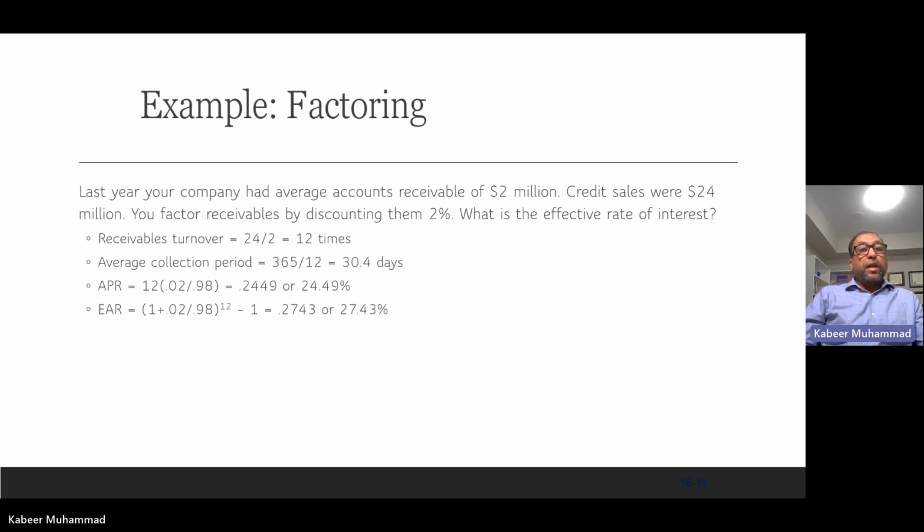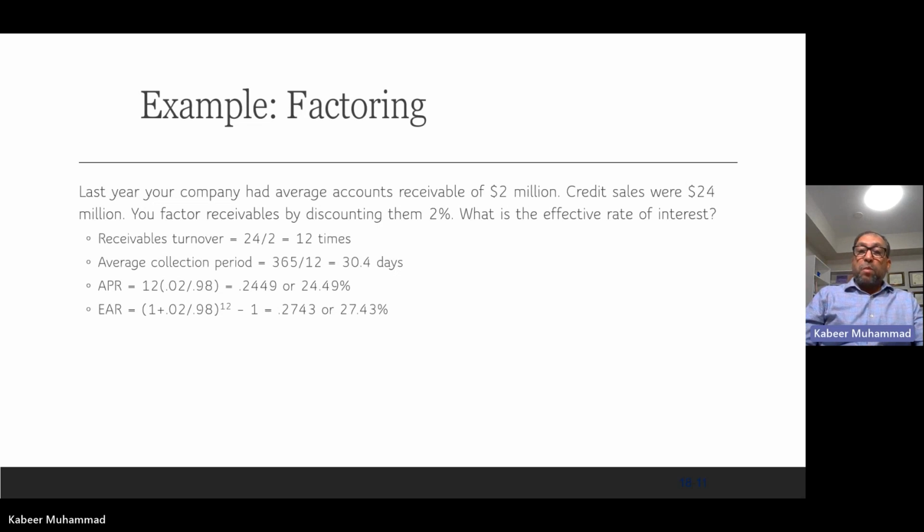And the APR, the annual rate, is 12 times 0.02 divided by 0.98. So we see that it is 24.49%. But if we want to convert it into an effective annual rate, we have to take 12 periods. That makes the effective rate 27.43%. These are the formulas we already learned in our introduction to managerial finance, so I'm not repeating those.